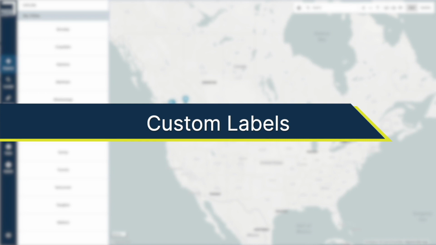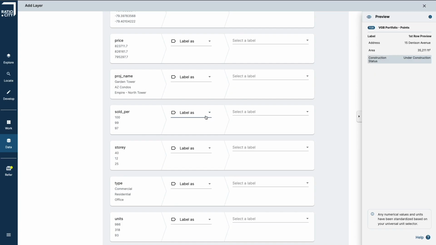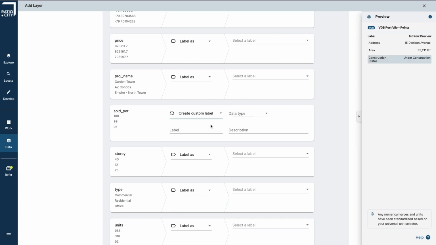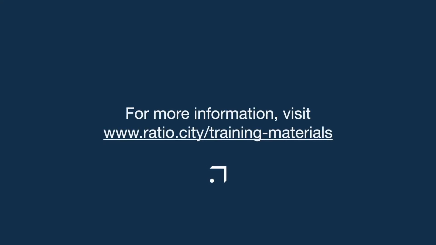Custom labels. If none of the suggested labels match your data field, you can create a custom label. You'll have to select the data type and unit if applicable, then input the label name and description. All of these fields are mandatory for creating a custom label. For more information about data types, check out our data guidelines at ratio.city/training-materials.